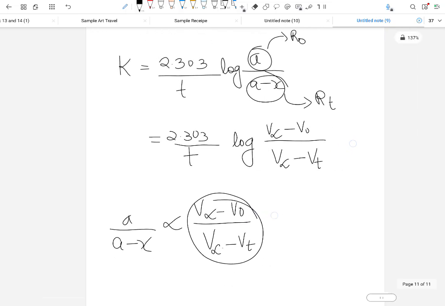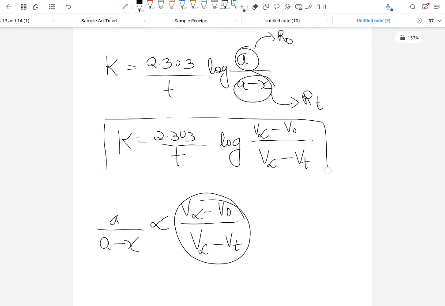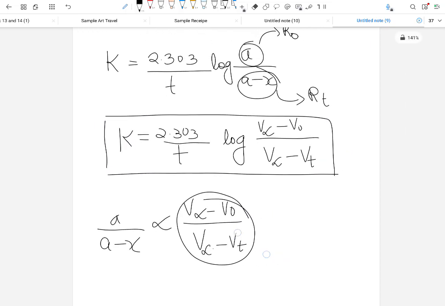So this is the equation for the rate constant of an ester hydrolysis.